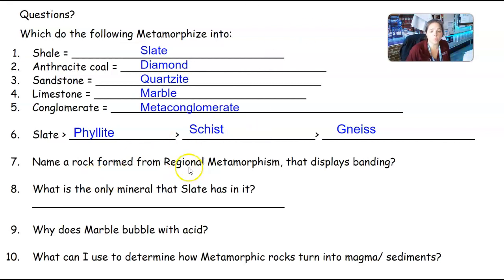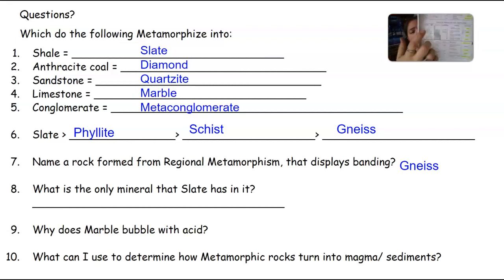So name a rock formed by regional metamorphism. So you're going to look for one that says regional only. Sorry, I've got some there and one right there. And then you're going to look for the term banding. And if you look right there, it says banding. Follow it across, and you have gneiss.